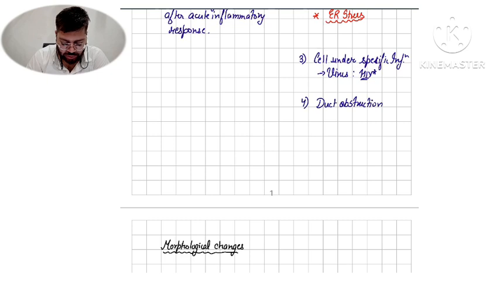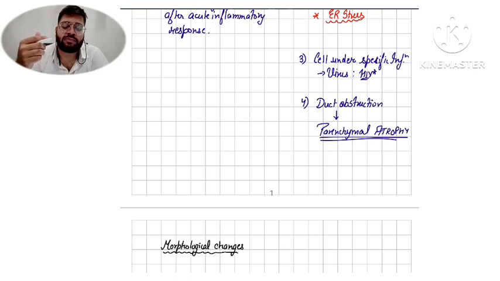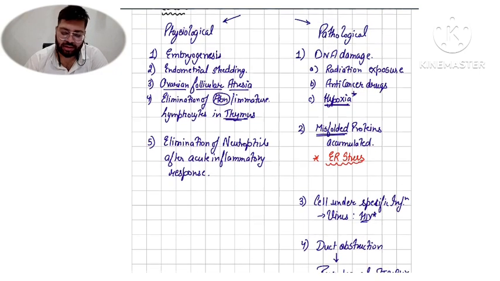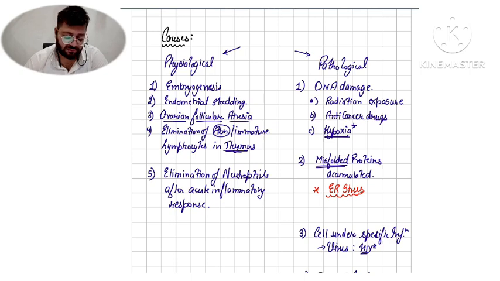Duct obstruction will lead to parenchymal atrophy of that gland. If there is any kind of duct obstruction, the parenchyma, where the secretion actually happens, will undergo atrophy, and the cells will die by the process of apoptosis. These are the chief causes and examples of apoptosis in physiological and pathological areas.